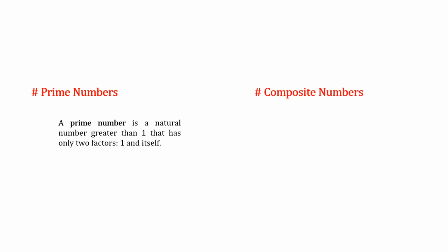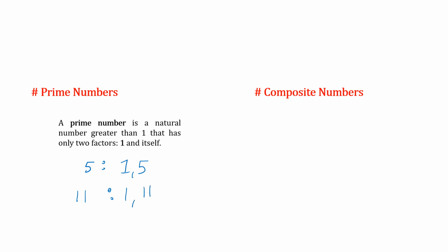So let's recall what are prime numbers. I think we must have learned this in 6th grade, I believe. What are prime numbers? And what are composite numbers? So what is a prime number? A prime number is a natural number greater than 1 that has only two factors, 1 and itself. Can you give me an example? For example, 5. What are the factors of 5? The factors of 5 are 1 and itself. The factors for 11 are 1 and 11 itself. So these are prime numbers.